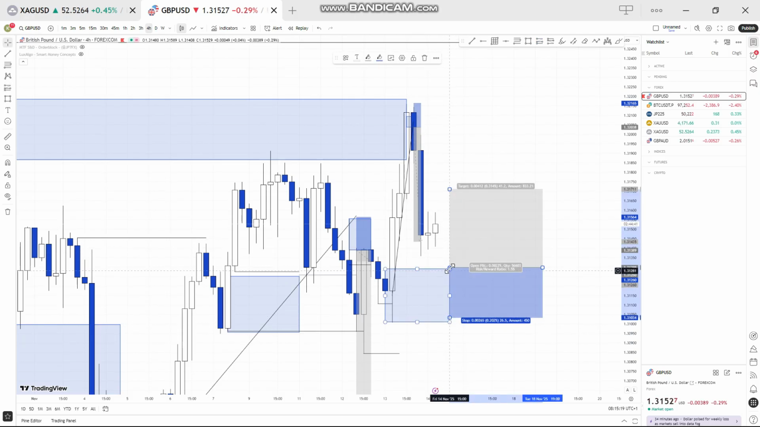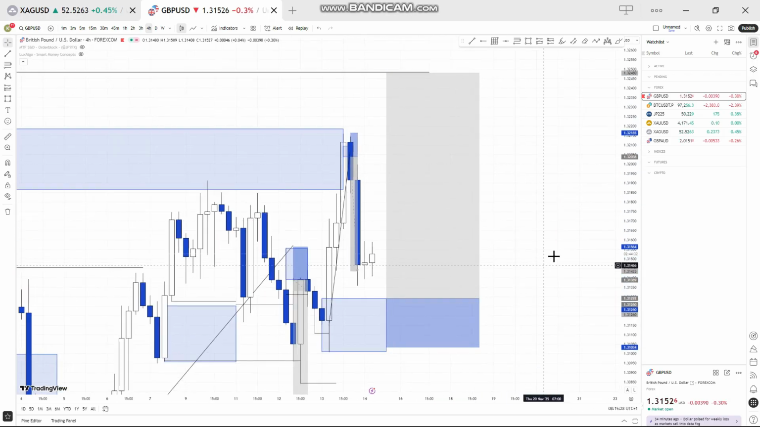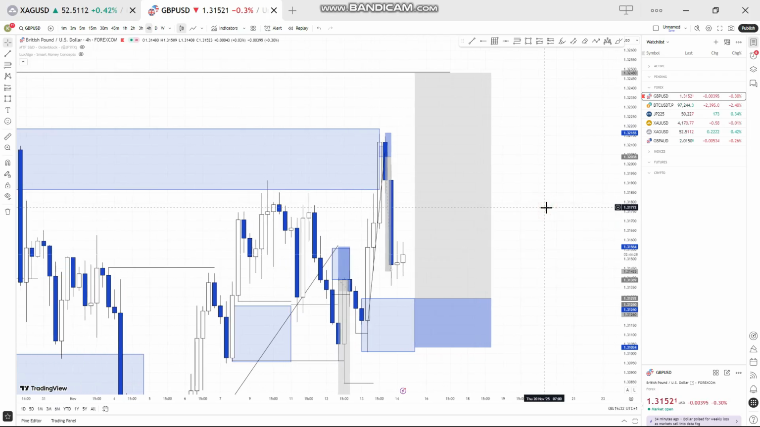I think my stop loss is actually something like this, and my take profit is about here, this zone I marked. This is about a 4.6 risk to reward, and the stop loss is 25 pips. That's what I'm looking out for on GBP USD, not gold.